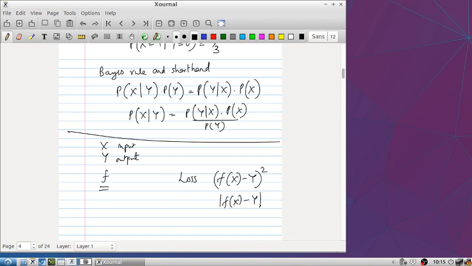Yeah, these are two different loss functions. You get to choose. Oh, they're not the same? Yeah, they're not the same. They're just different examples.